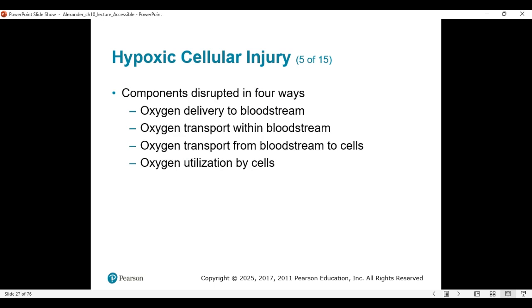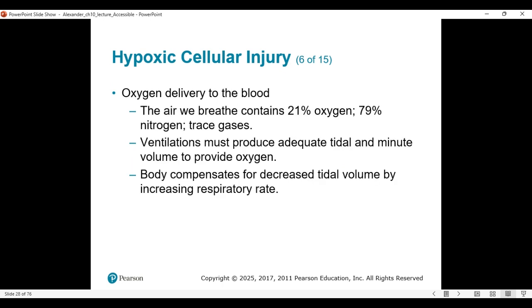Hypoxic cellular injury can be disrupted in four ways. We can have it at the delivery system, the bloodstream, the transporting of oxygen through the bloodstream, the transporting of oxygen from the bloodstream to the cells, and the oxygen actually being used by the cell. Remember, there's 21% oxygen in atmospheric air with 79% nitrogen.